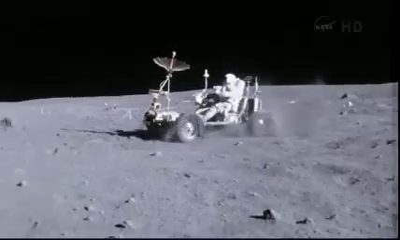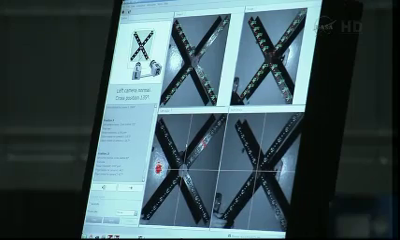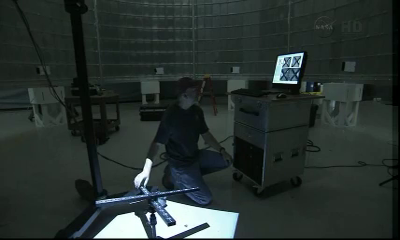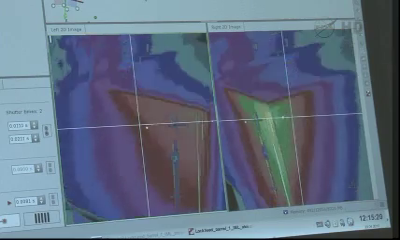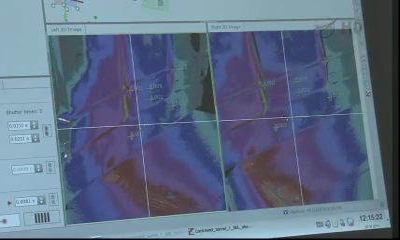Right. What we're doing now, though, is we're applying more rigor to how we run our tests, the types of measurements that we take. We have new measurement technologies, we have new analysis tools that allow us to very accurately predict the behavior of these shells.